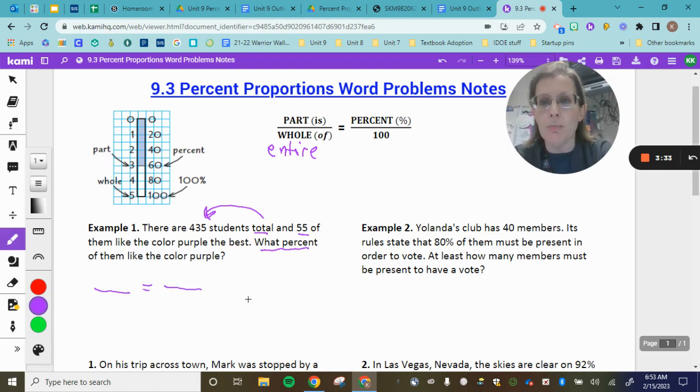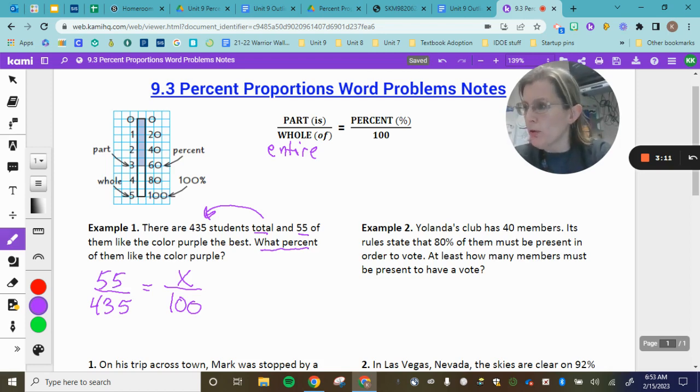So set up your proportion frame, put your 100 in, the 100 never changes. I know I'm looking for the percent, so that's where my variable goes. I already figured out the total was 435, so 435 is what goes in the denominator, and 55 like purple. So 55 out of 435 students' favorite color is purple.